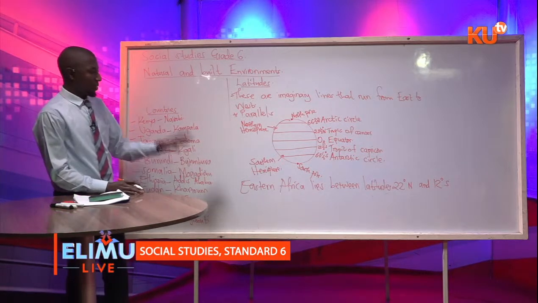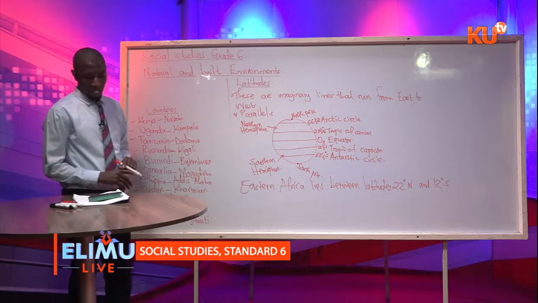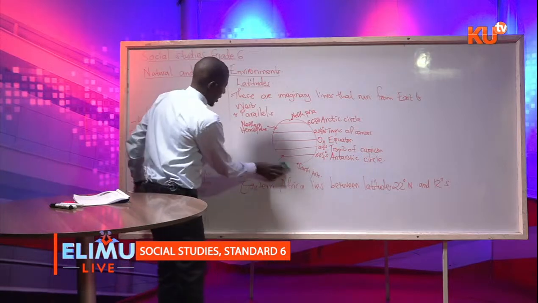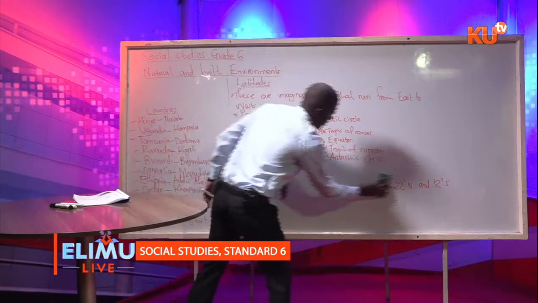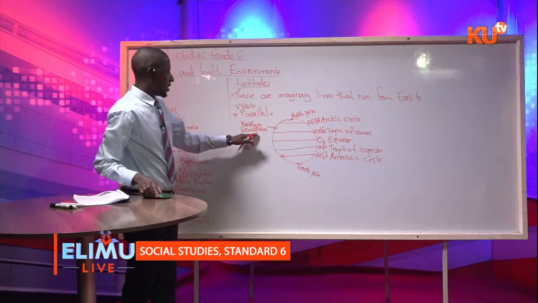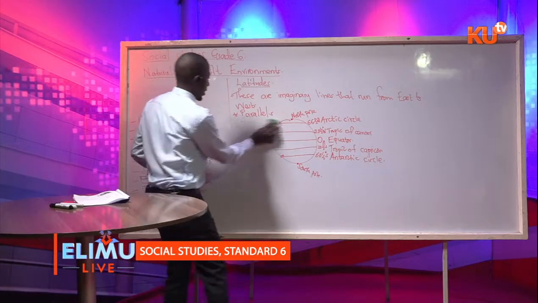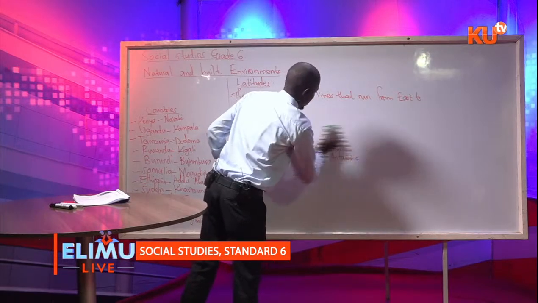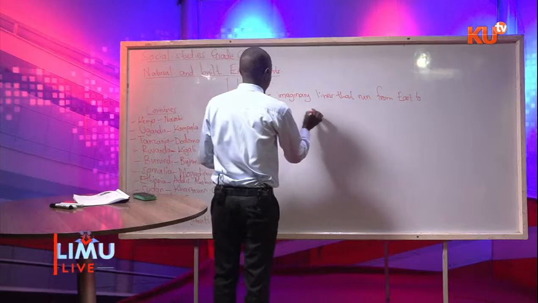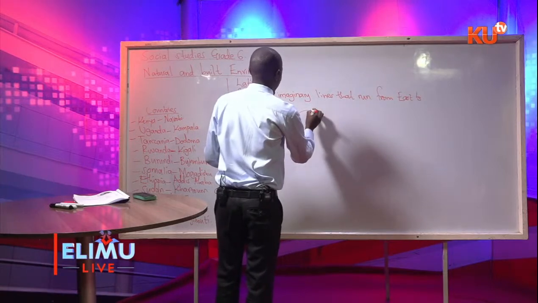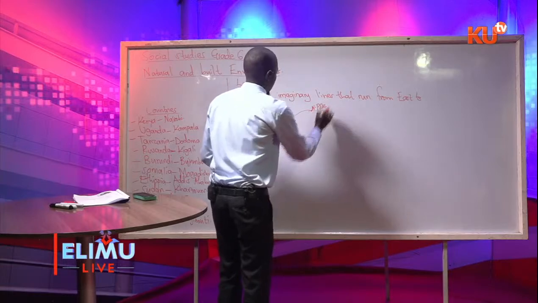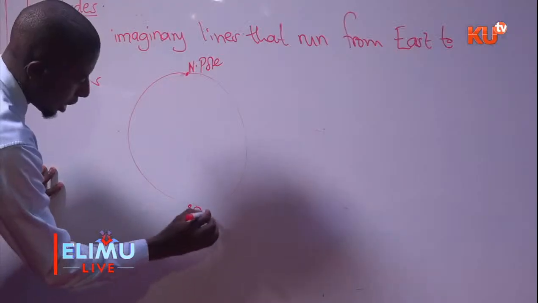Those are the latitudes. Now, next, I'm going to tell you about the longitudes of Eastern Africa. So, this is still the northern hemisphere. Okay, I'm going to have to wrap this, so I draw another sphere. Still North Pole and South Pole.